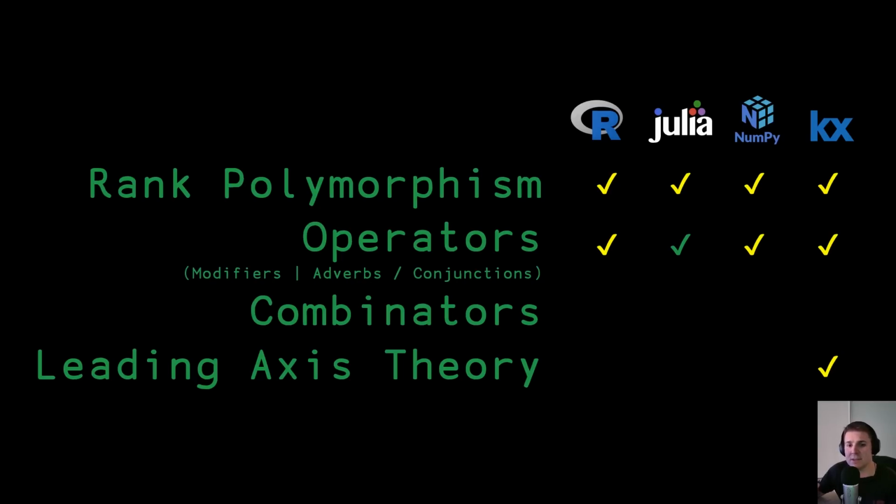But it still gets a yellow check mark because if you do reversals on a matrix, a rank 2 array, you will get back sort of reversed columns, and then you just need to do a reverse each to get the rows. In terms of operators, all of these languages to a certain extent have support for higher order functions.